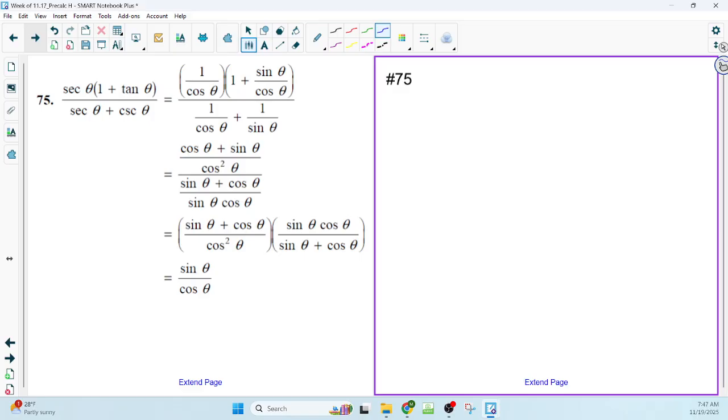75, you want to talk about it at least? At least like a go through? Okay, cool. So what I see here is that it looks like everything got changed to sine and cosine.